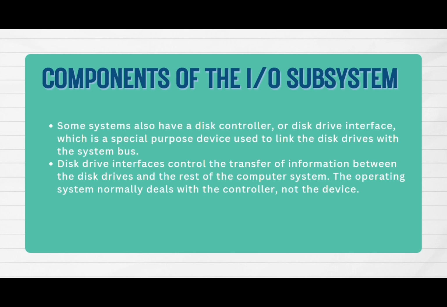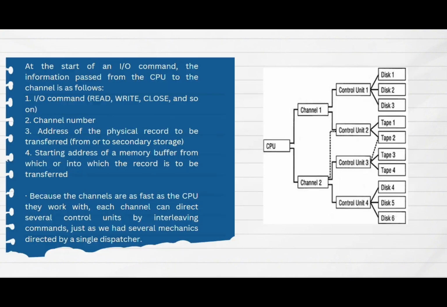Some systems also have a disk controller or disk drive interface, which is a special purpose device used to link the disk drive with the system bus. This drive interface controls the transfer of information between the disk drive and the rest of the computer system. The operating system normally deals with the controller, not the device.